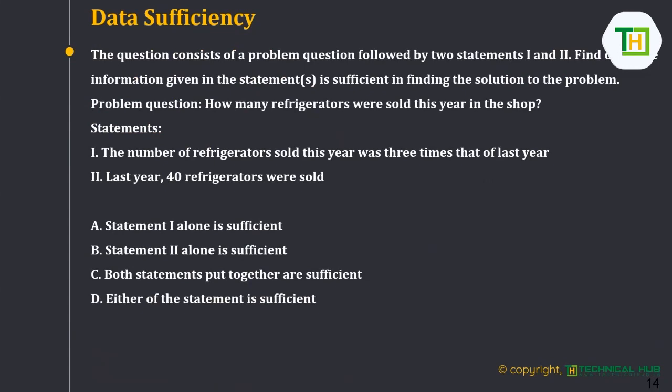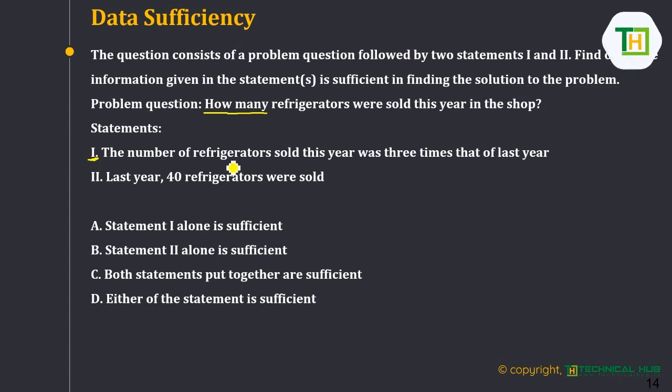So let's move on to the next question of data sufficiency. What is the problem question here? How many refrigerators were sold this year in the shop? I don't have to find the answer. I have to check whether the information given in the statements is sufficient to find the answer or not. If I know the information is sufficient, that's enough. So take the first statement alone and check whether you can find the answer or not.